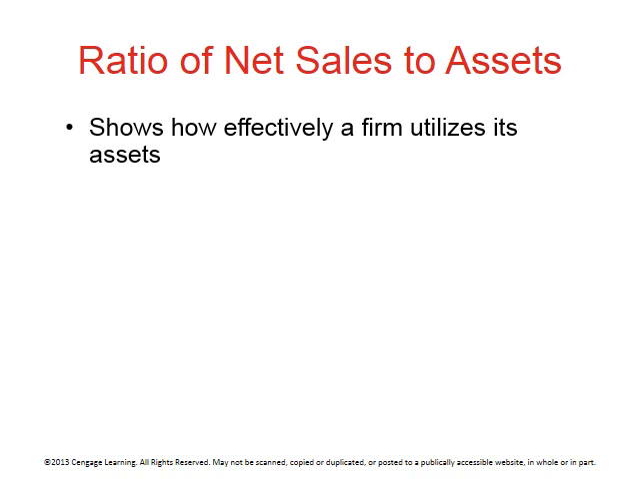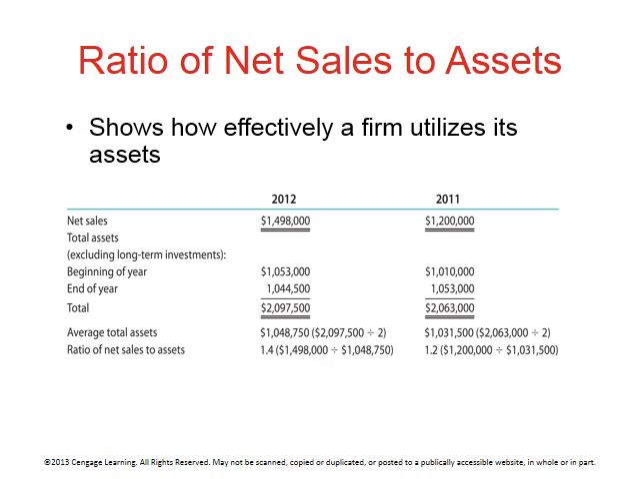So net sales to assets, this is how effectively a firm utilizes its assets. So you have all these assets, but you acquire assets to make money, to sell stuff. So how effective does a firm use its assets to make sales? That's what we figure out here.